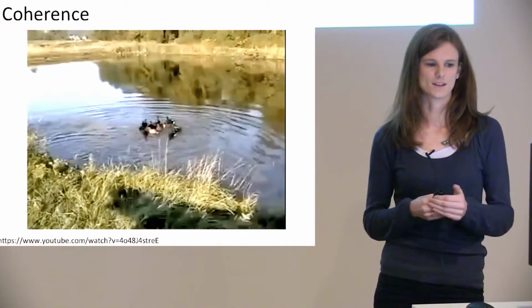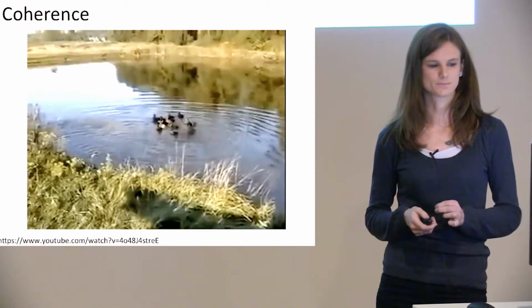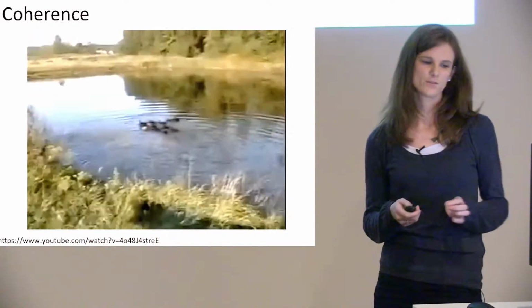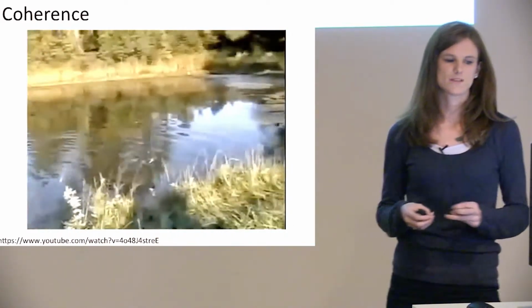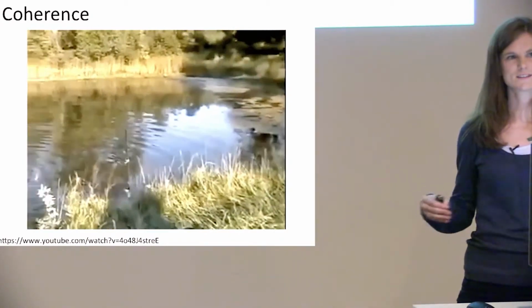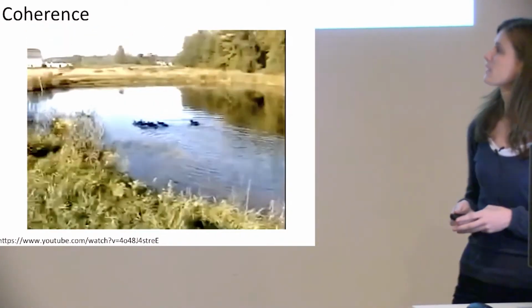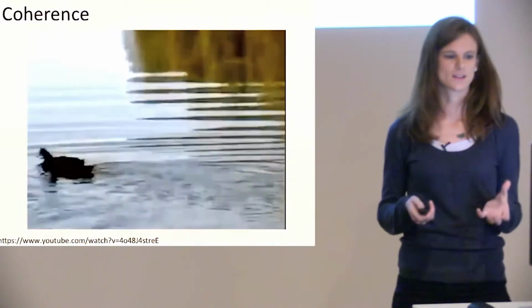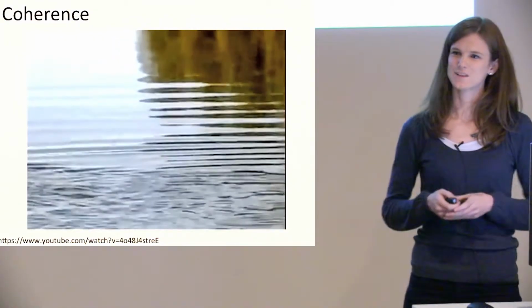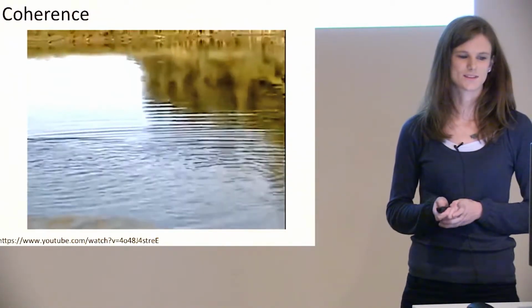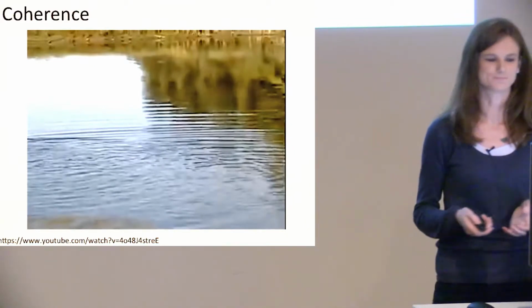You don't really have any nice straight wave fronts. But if we move quite far away from the ducks, you can see that these wave fronts are nice and uniform in phase. They're quite close to a plane wave. And so that's giving us nice coherent light. So we want to go nice and far away from the source so that we get really coherent waves.